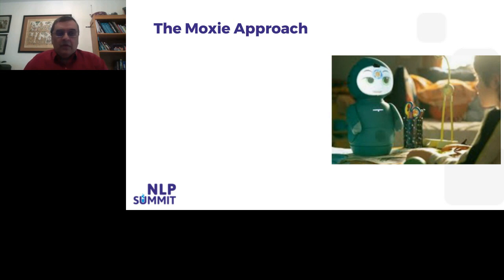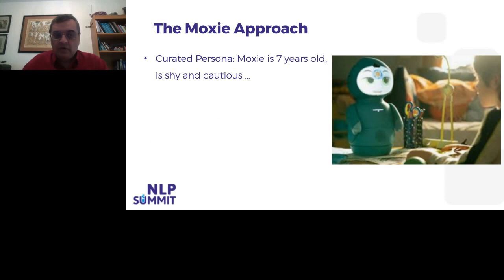So when Moxie comes out of the box, it can have a number of persona. There's a number of curated persona. So for example, Moxie could be a 7-year-old boy. He's shy and cautious, and we have created a fiction that he's from the General Robotics Lab. And the idea is that the child should teach Moxie about the human world. So Moxie is not teaching the child, it's learning from the child.